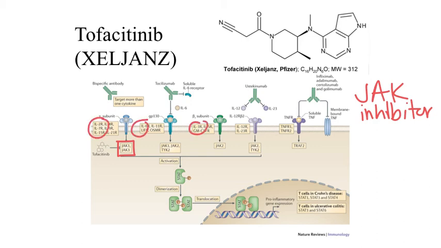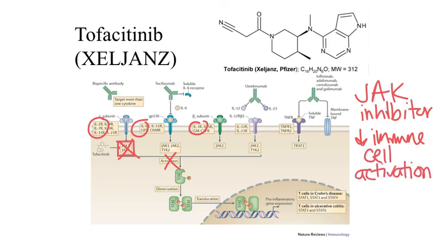By inhibiting JAK, the primary enzyme needed for activation of these cells, you decrease activation of several immune cells in the body, including natural killer cells or NK cells, as well as the activation of B cells, thereby decreasing serum antibodies. Tofacitinib has use in both rheumatoid arthritis and ulcerative colitis.